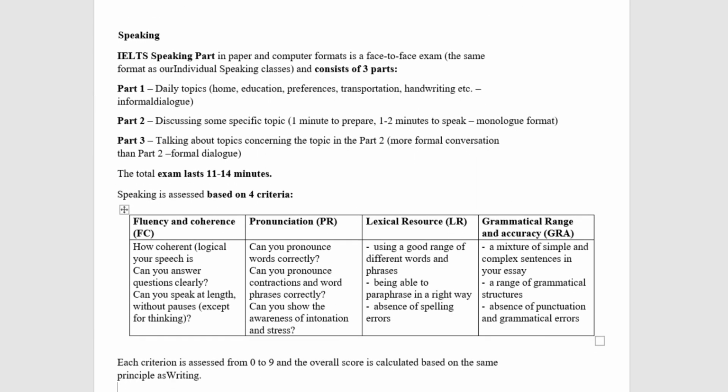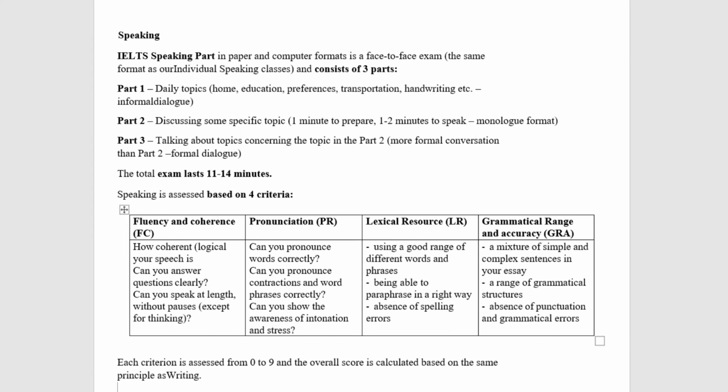So speaking is a face-to-face exam, and it actually consists of three parts: part 1, part 2, and part 3. Part 1 and part 3 are dialogues, and part 2 is the monologue. So in part 1, the examiner can ask you different questions. Let's say they may ask you about your home, education, handwriting, hobbies, interests, studies, and so on. It's an informal dialogue.